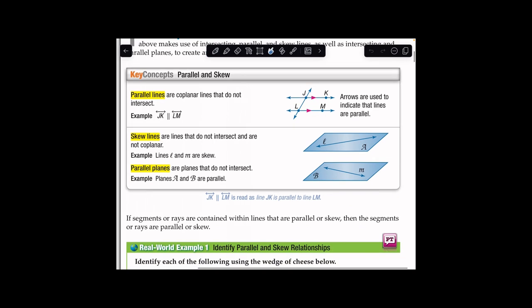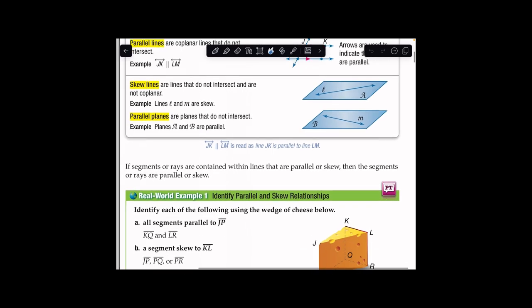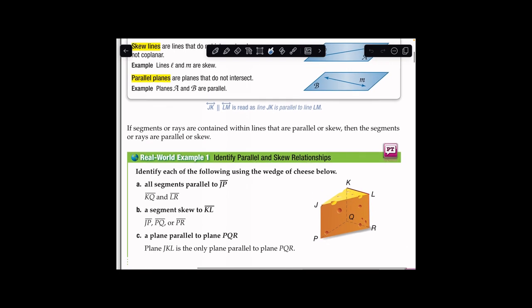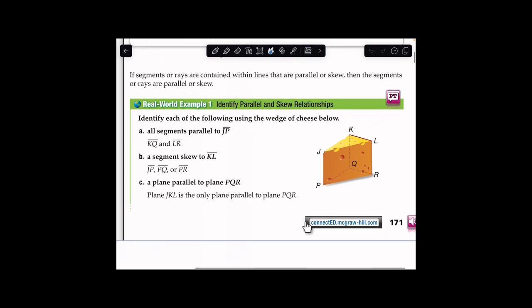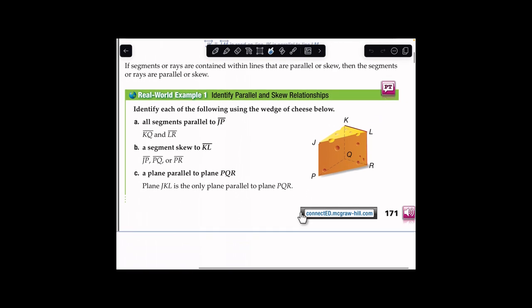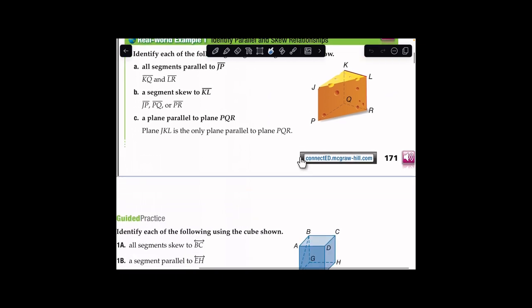Parallel planes are planes that do not intersect. For example, planes A and B are parallel. Now, if segments or rays are contained within lines that are parallel or skew, then the segments or rays are parallel or skew. We'll look at some examples identifying parallel and skew relationships in part 2 of the video.